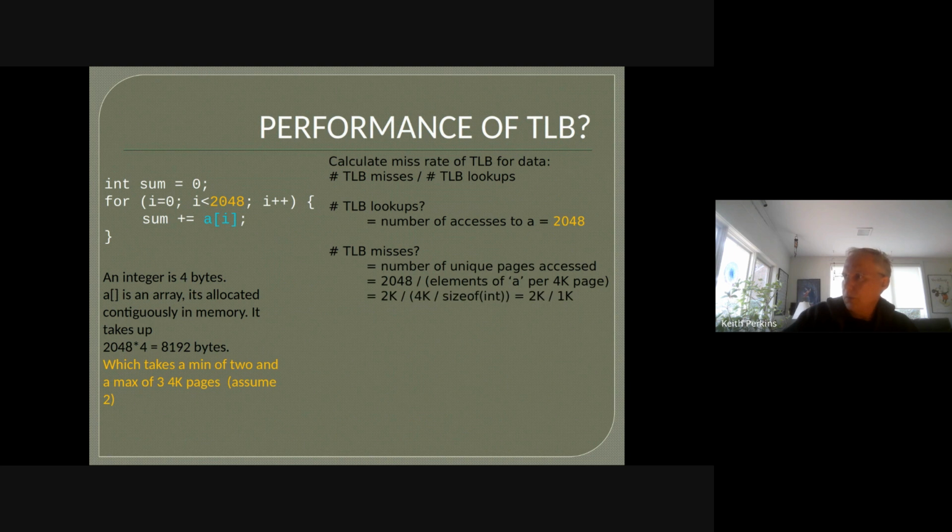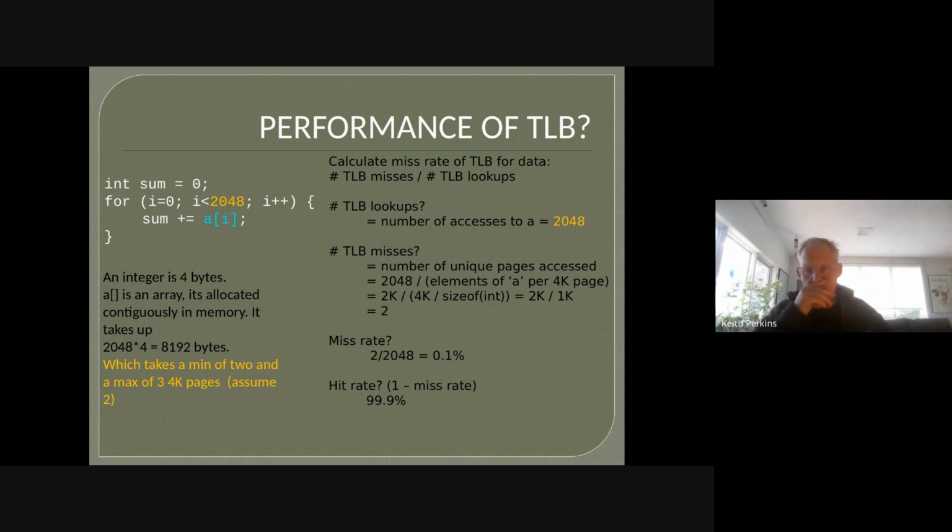So, number of misses of 2 gives me a miss rate of 2 over 2048, which is 0.1%. And the hit rate, of course, is 1 minus the miss rate, which is 99.9%. So this looks pretty good. So TLBs give you this sort of thing. They virtually eliminate the page table lookup penalty that you have to pay using page tables. And that gets rid of one of the big problems with page tables. It doesn't handle the size of the page tables, but it does handle the double memory lookup problem.